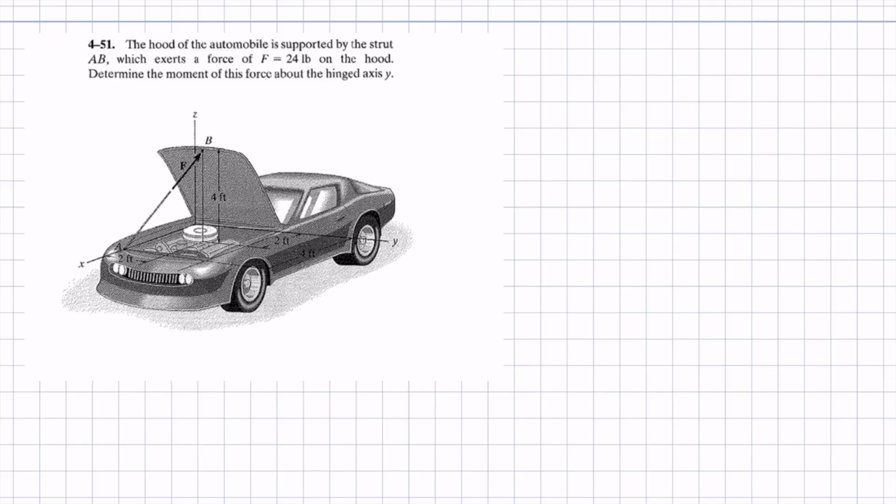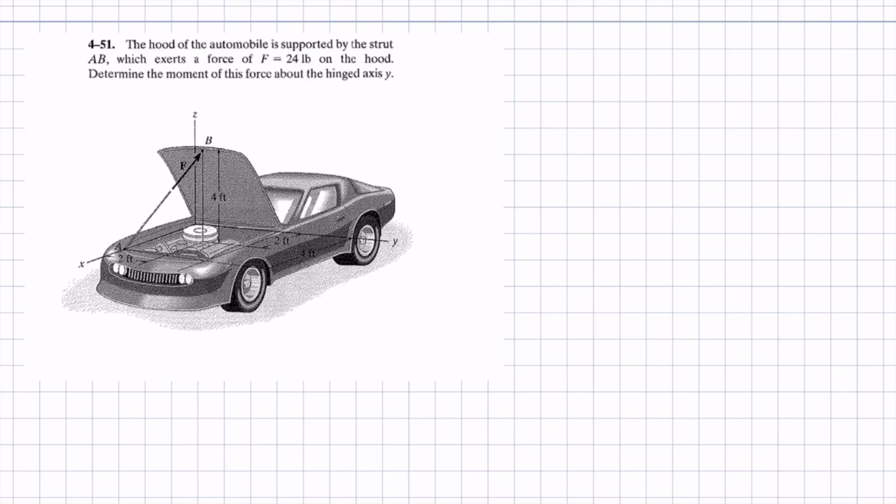All right, question 451 says the hood of the automobile is supported by the strut AB, which exerts a force of about 24 pounds on the hood. Determine the moment of this force about the hinged axis Y. So we need a couple of things here.